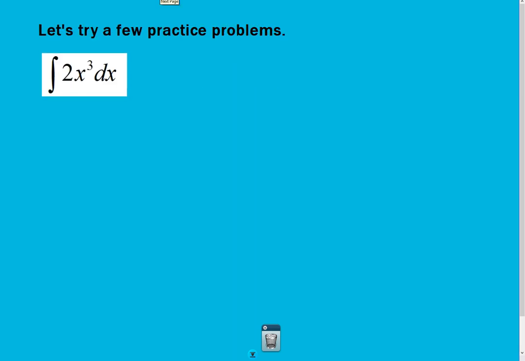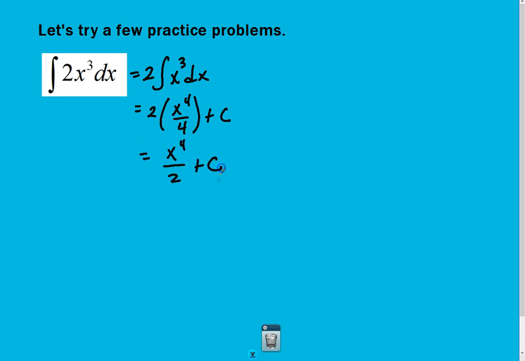Okay, let's try another one. What about 2x cubed? Every time I put one on the screen, go ahead and pause the video, try it on your own, and then come back and see if you get the same thing that I get. So when I see this, I think of it as 2 times the integral of x cubed dx. Well, that's just going to be 2 times x to the 4th over 4 plus c. I can reduce that, and I get x to the 4th over 2 plus c.